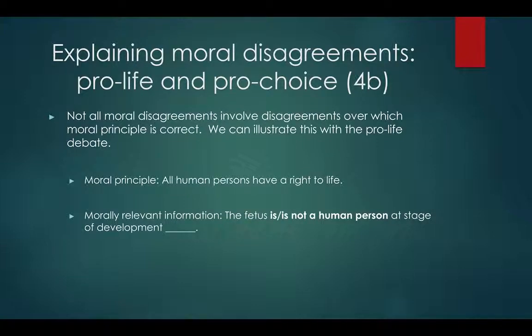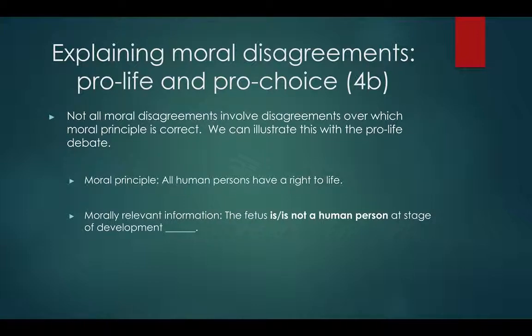And another way to cash out that debate is to say, well, maybe it is human all the way through, but it's the human persons who have rights, and maybe it's not a human person yet. So these are two ways of proceeding in this discussion. But the only point I'm making here is moral disagreements often do not occur at the level of moral principle. There's often a lot of morally relevant information which is disagreed upon, and that's actually causing the disagreement of what to do in that specific instance.